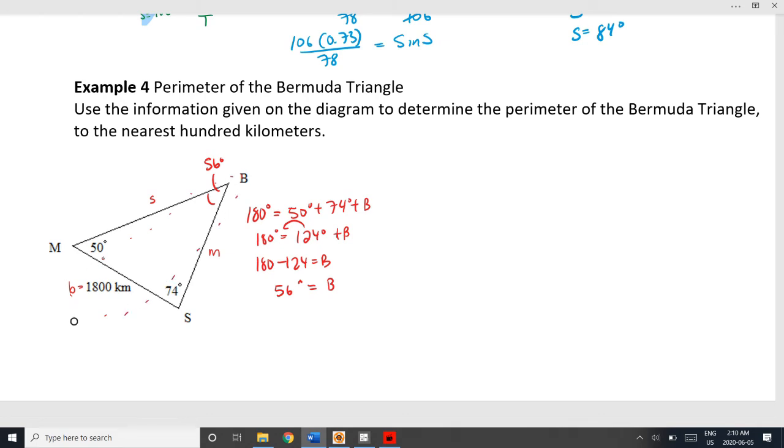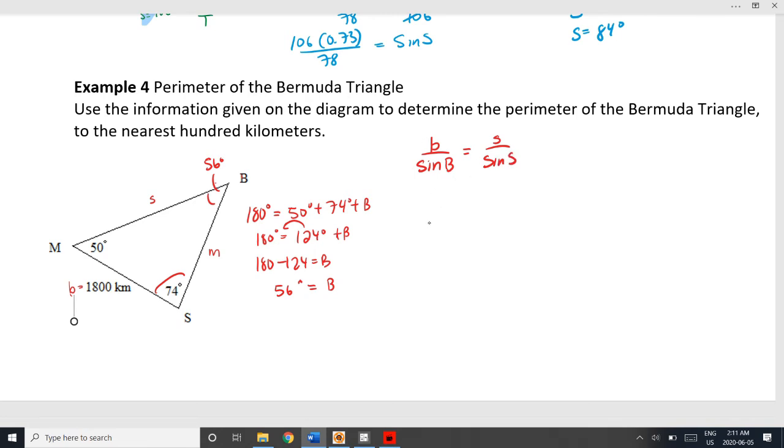Okay, so we know the angle and we know the corresponding side. And since we have to find the sides of this triangle, we're going to use the form of the sine law where the sides are on top. Okay, so let's fill in what we know. We know side B over sine angle B is going to be equal to, let's solve for S here, S over sine angle S, and let's fill in this data.